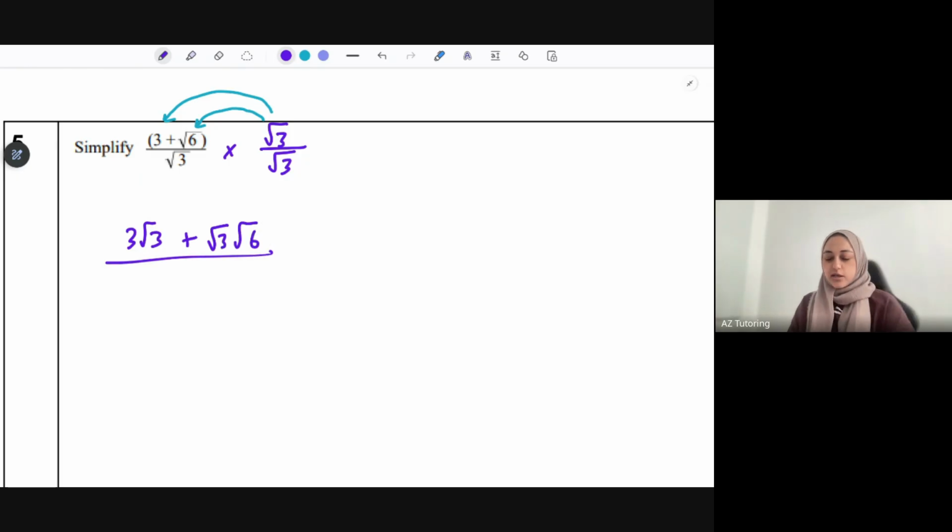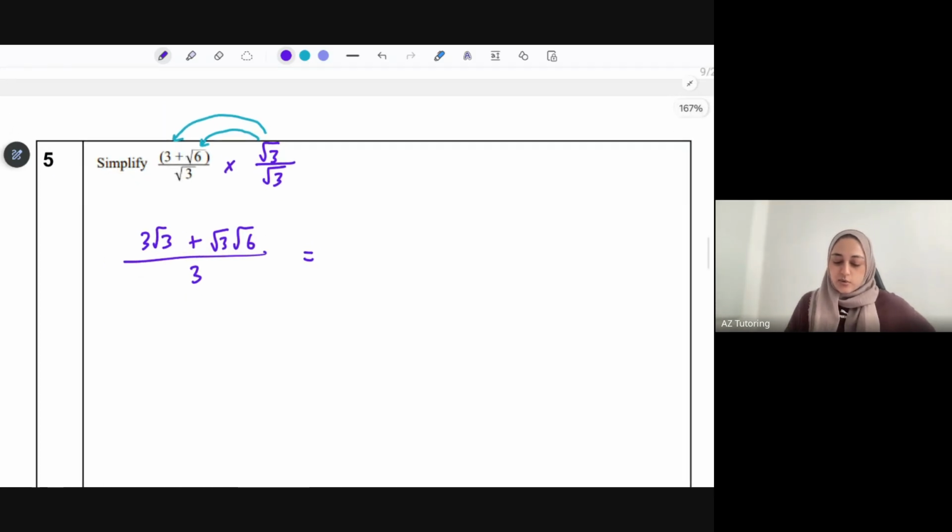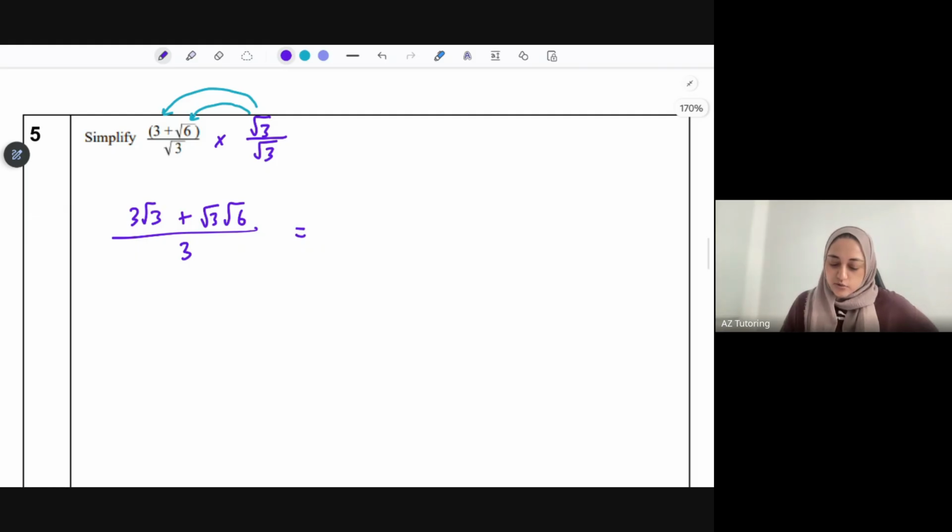Then for the denominator, we've got root 3 times root 3. The square root cancels out, so we just get 3. Okay, let's see if we could simplify this somehow. So root 3 add root 3 is root 6. Well, root 6 isn't a square number, so I'm going to have to combine them two together. So 3 root 3 plus the root 3 root 6 can be written like this.